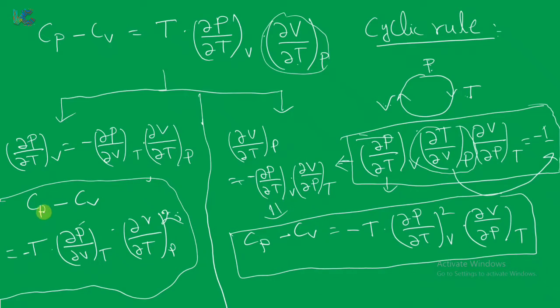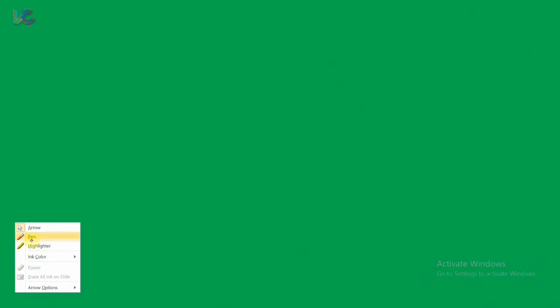Now again we will use the equation Cp minus Cv is equal to minus T into del P del V at constant T into del V del T at constant P whole square, and derive another relation between Cp and Cv. So I'm writing this equation again: Cp minus Cv is equal to minus T into del V del T at constant P whole square into del P del V at constant T.